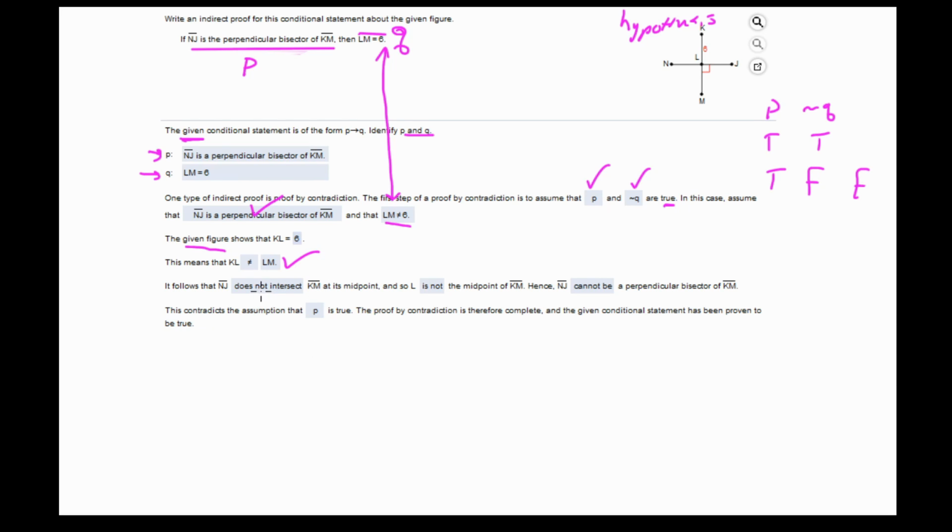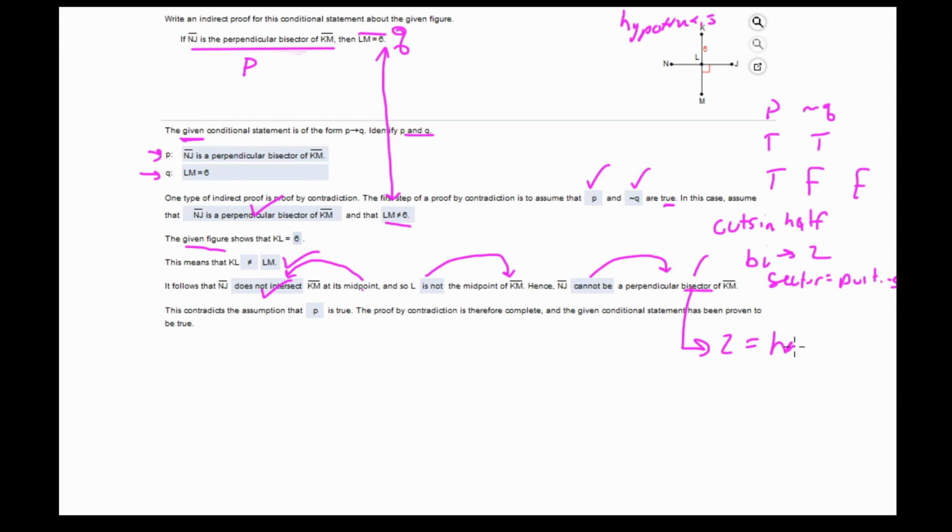If that, it follows that NJ does not intersect KM at its midpoint. So this is the caveat there that we can say does not happen. So L is not the midpoint of KM, and NJ cannot be the perpendicular bisector of KM. Now, we don't know the word bisector yet. This is why I have this as a homework help problem. The bisector means it cuts it in half. Bi means two, and sector, we'll just call portions for now. So bisector means two equal halves.